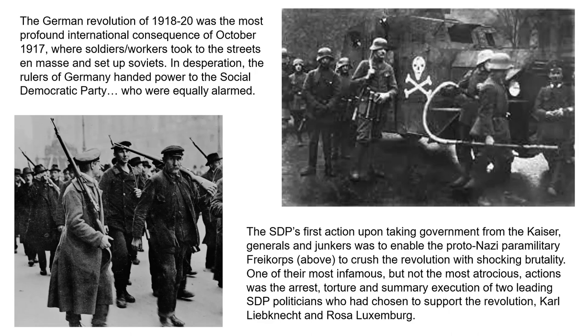And these Social Democrats are equally alarmed by the course of events. They don't want a revolution either, because that'll undermine their own power. So the first action upon taking government from the Kaiser, generals and Junkers, is to enable a proto-Nazi paramilitary Freikorps, which you can see in the picture above, who go out to crush the revolution using shocking brutality. I think you can see some guys got flamethrowers there.